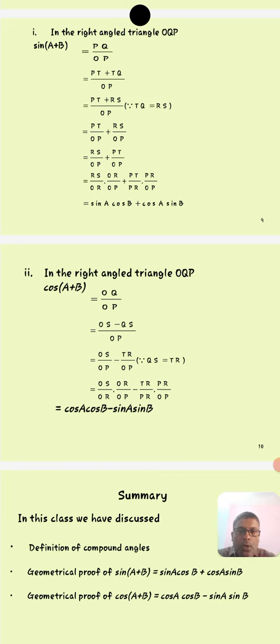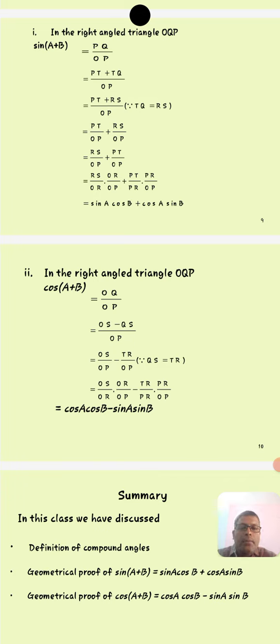So that now OS by OR is equal to cos A, OR by OP is equal to cos B, minus TR by PR equal to sin A and PR by OP is equal to sin B. So finally, what we get here is cos of A plus B equal to cos A cos B minus sin A sin B. Now what is the formula of cos of A plus B? Cos A cos B minus sin A sin B.